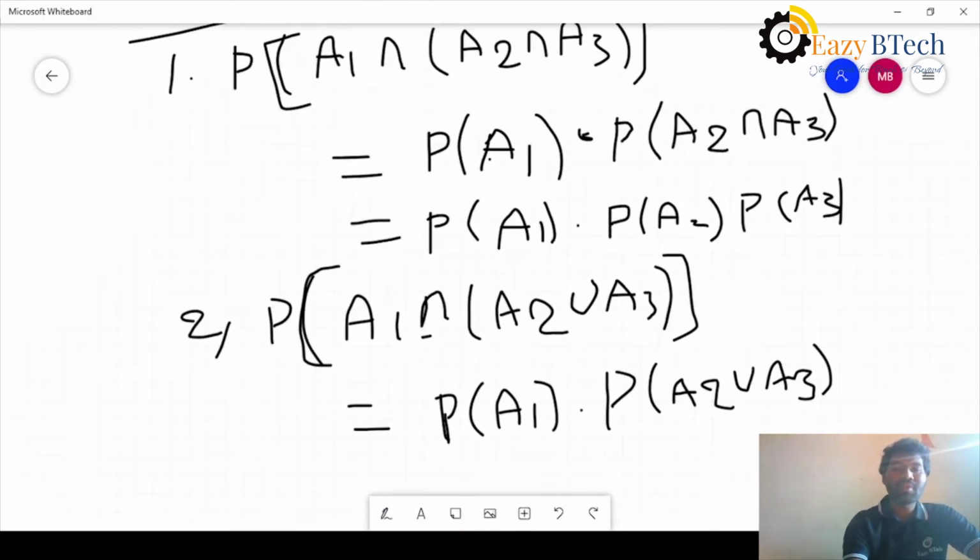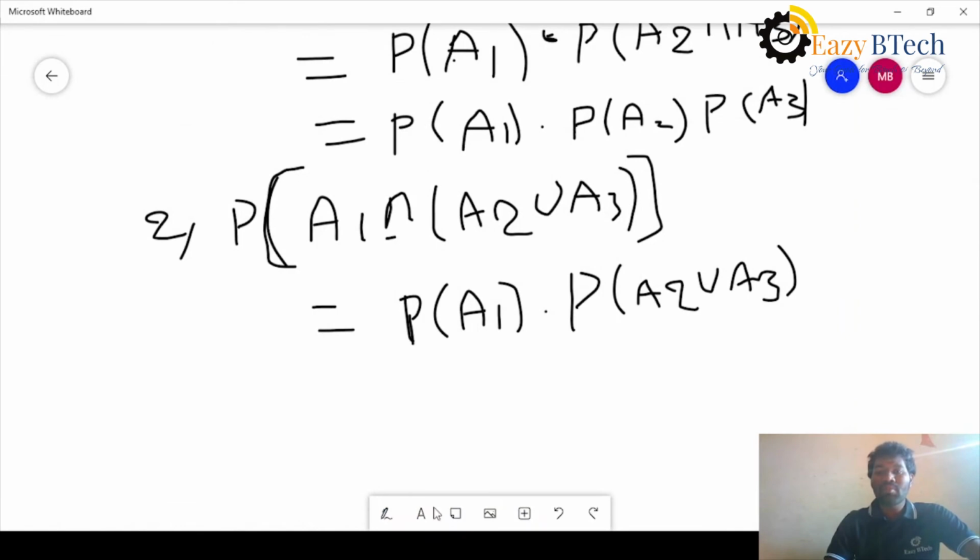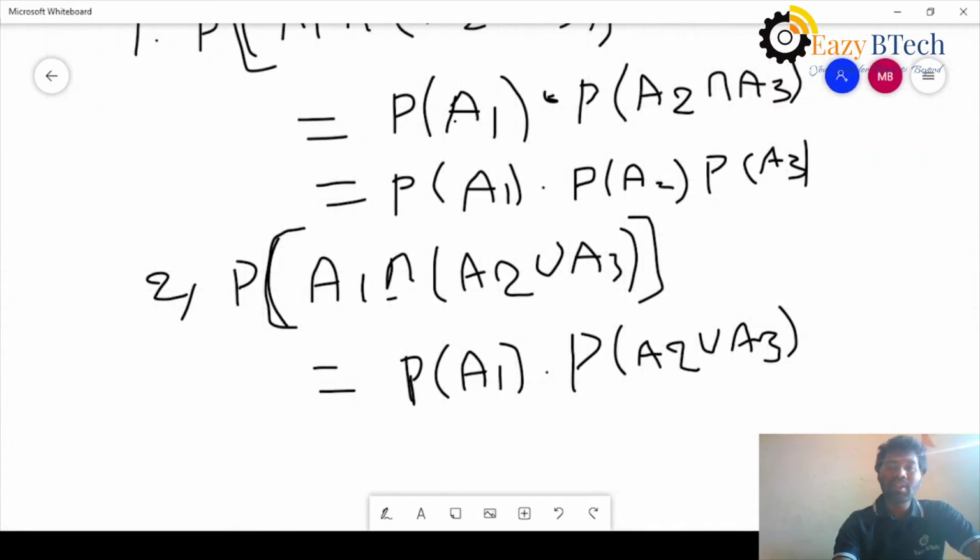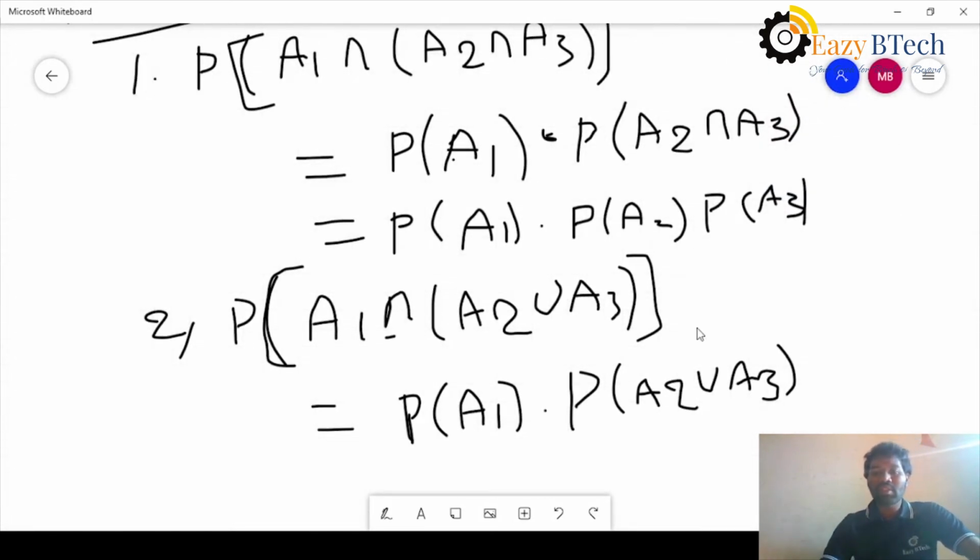And here, if you see, there is no intersection, you are having only union. So if ever it is union, you should not change anything; you should write it the same as it is. So P of A1 intersection A2 union A3 is equal to P of A1 into P of A2 union A3.